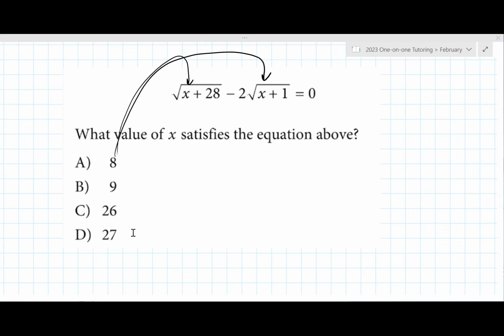Can you tell me what you're doing, Sourish? Yes, I think I know the answer. It's C. Okay, how did you come up with that? It's because 26 is just like, I would pick that, it's the best answer.